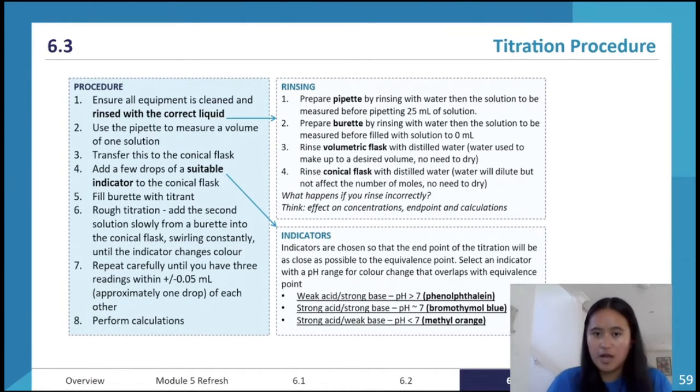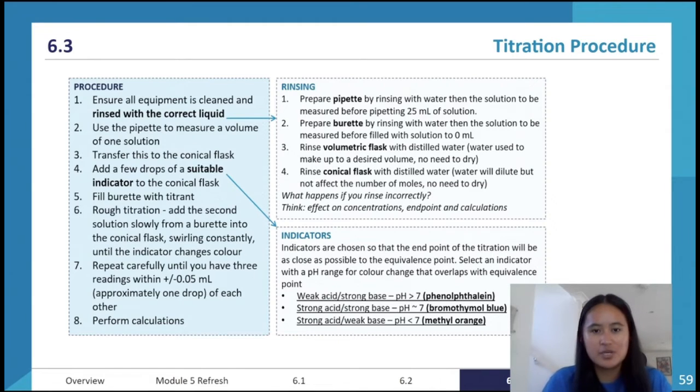So pipette and burette have the extra step of rinsing with water and then with whatever's going in there. Everything else, just distilled water. Don't go rinsing your conical flask with acid or your volumetric flask with acid. It's just not going to work out well. If you rinse incorrectly, you might change concentrations. You might have an endpoint happening earlier than expected. It'll screw all your calculations. So do the rinsing correctly.